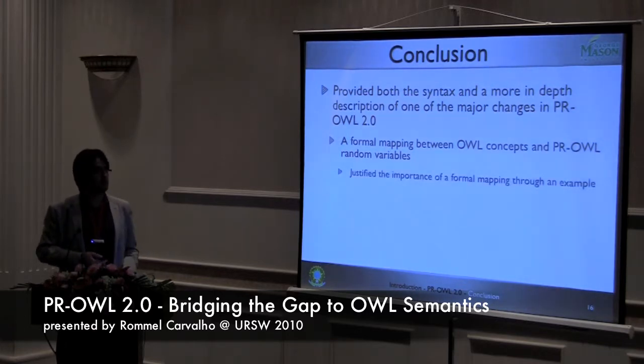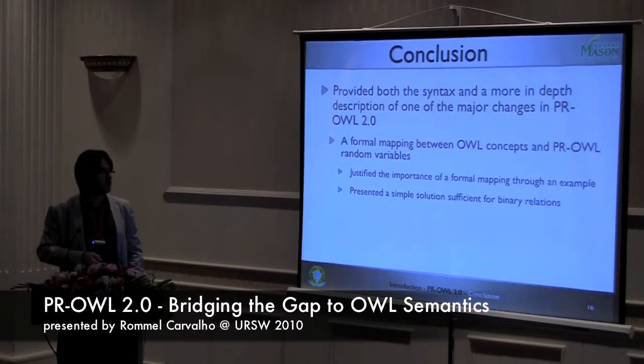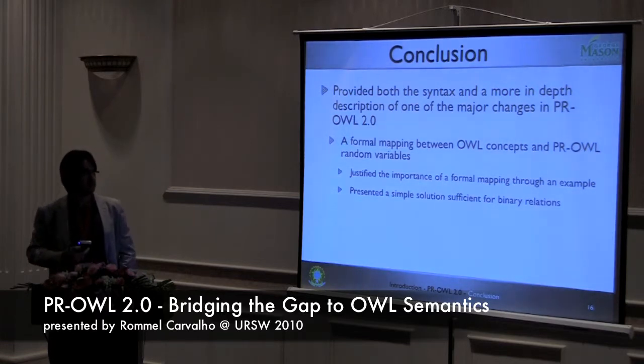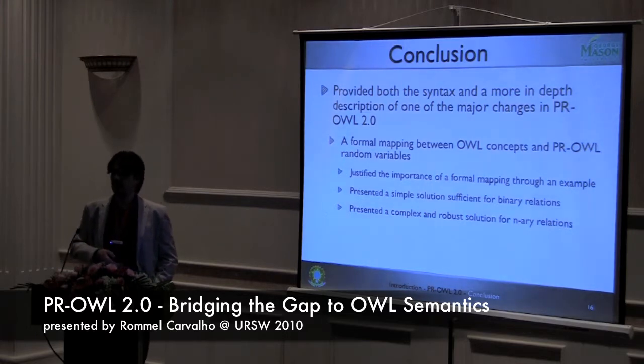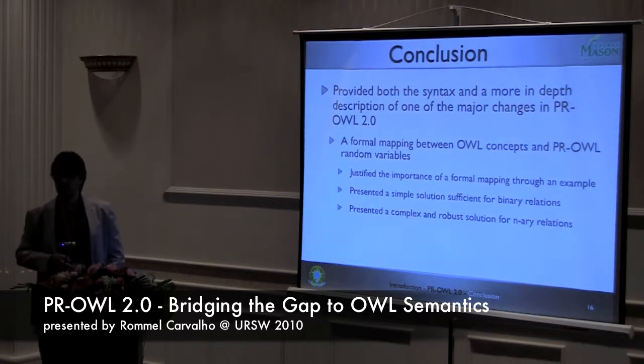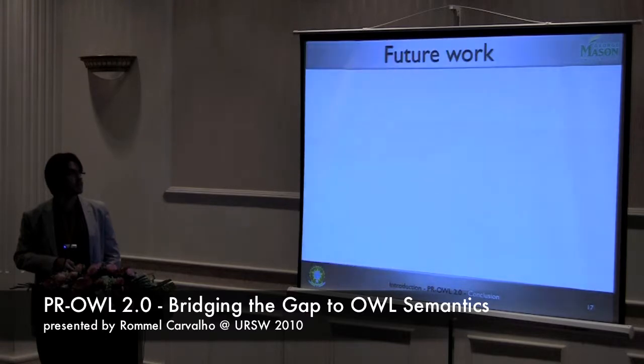So I justified the importance of having this mapping. Otherwise, we would not have a way of using what we already defined. I presented a simple solution for binary relations, but then we saw that it's not enough when you have n-ary relations, and then added another syntax to cover that, and presented this schematic to map both predicates and functions between random variables and OWL concepts, properties, and relations.